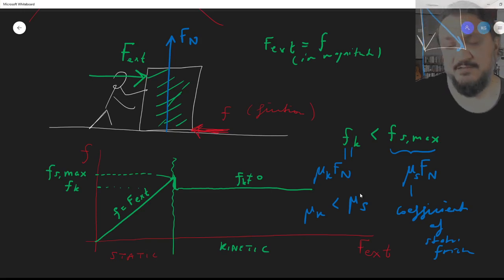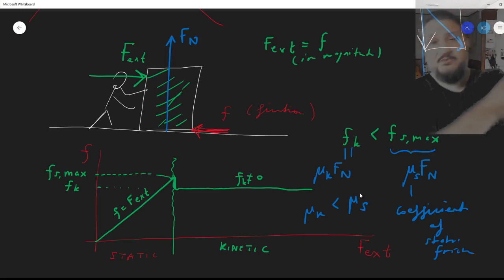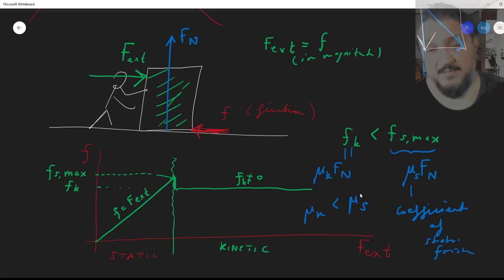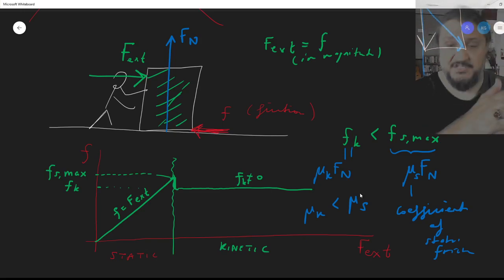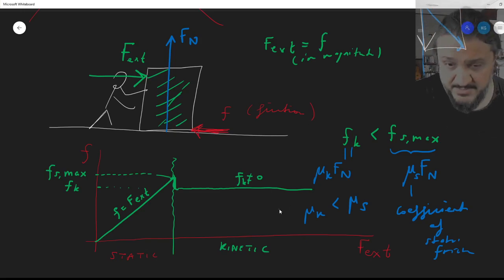But the smaller the number, the smoother the surface. Like ice should have a 0.03 or something like this, or the joints in your body. Very small number unless you're old, right? But rough surfaces where you want friction mean mu s and mu k are close to 1, okay? So the numbers change between 0 and 1, all right?